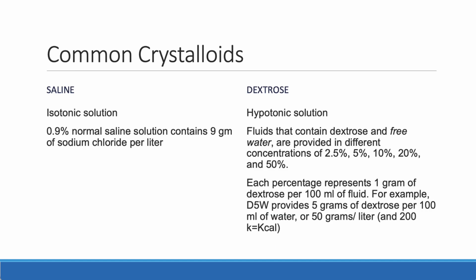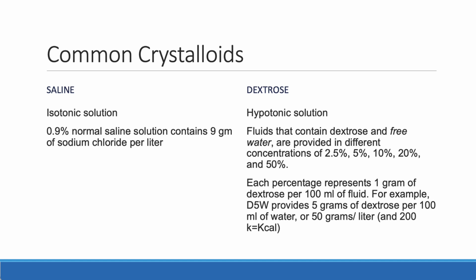Common crystalloids: saline, dextrose. Those are the two big ones that we see. So isotonic saline is an isotonic solution. That means the oncotic pressure of the solution is about the same as what your bloodstream is. What's it mean when it's 0.9% normal saline solution? Well, it has to do with the number of grams per 100 milliliters of fluid. And so 0.9% normal saline solution has 9 grams of sodium chloride per liter.